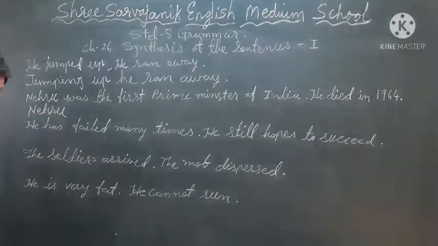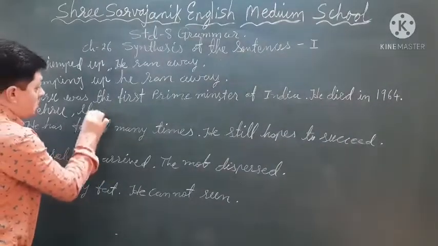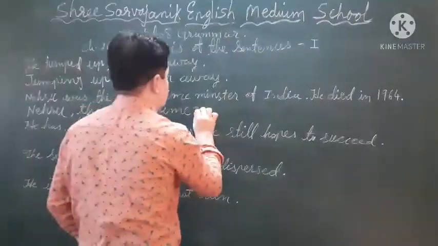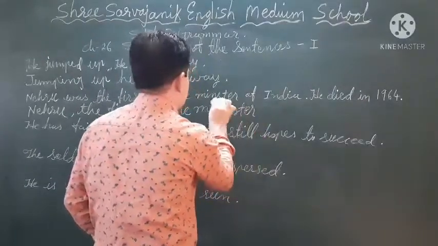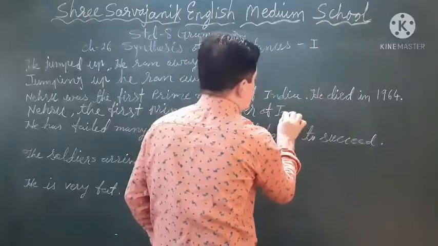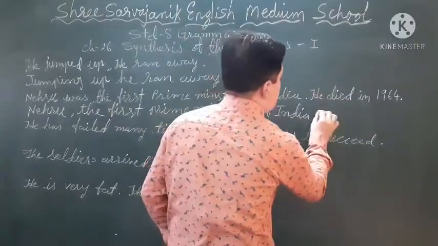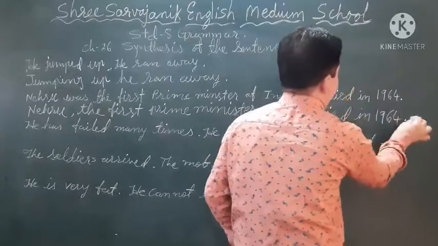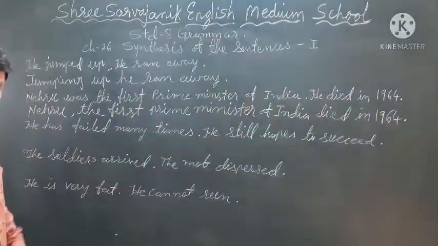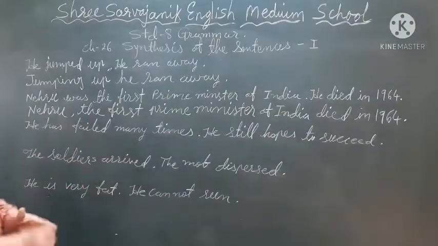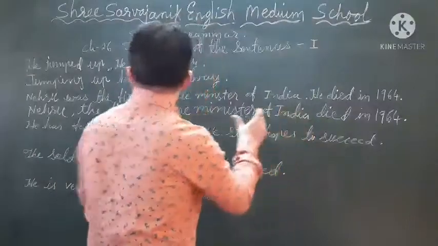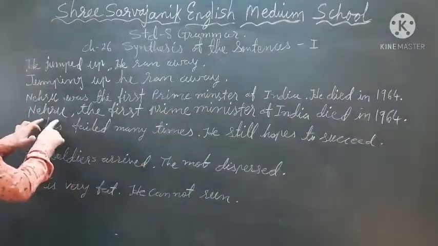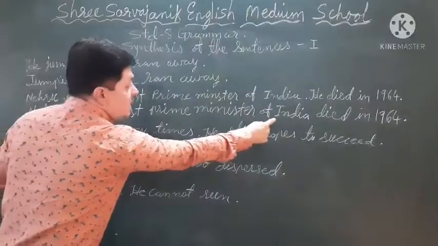Nehru, the first Prime Minister of India, died in 1964. Okay, Nehru, the first Prime Minister of India, died in 1964. So dear students, how do you join the sentence? You first take the noun or apposition of the noun. So here we took the noun Nehru. Nehru was the first Prime Minister. Means Nehru, the first Prime Minister of India.